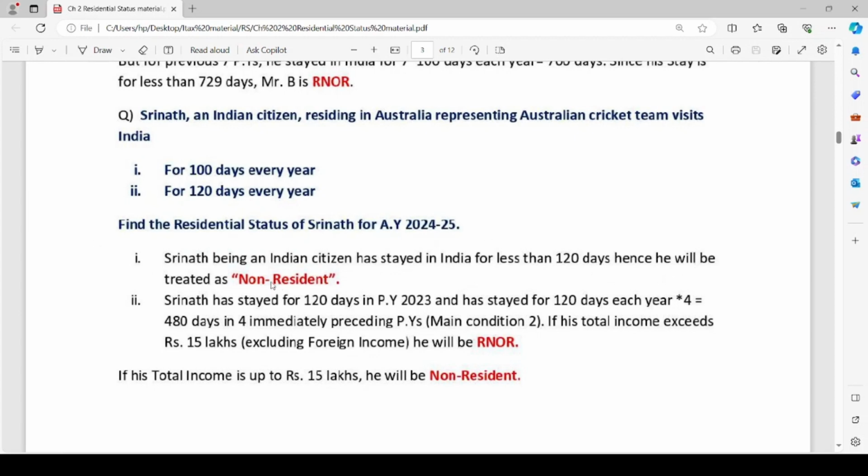In the second case, Srinath has visited India for 120 days every year. In such a case, we determine residential status as follows. Srinath has stayed for 120 days in the previous year 2023 and has stayed for 120 days each year for 4 immediately preceding previous years. That totals to 4 into 120 days each year, that is 480 days in 4 immediately preceding previous years.